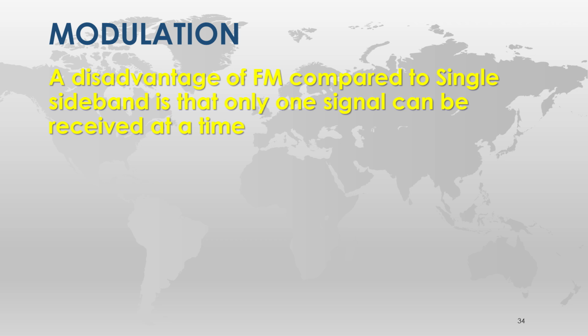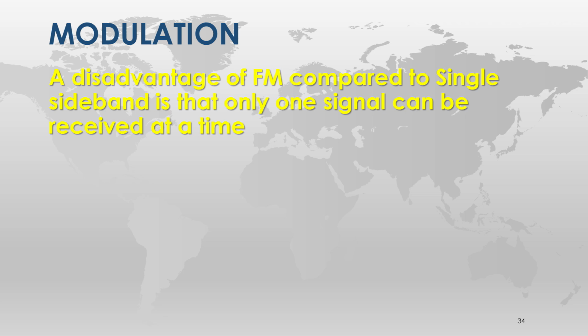There are operators that will operate on the opposite sideband from convention just to have a little more privacy. We're not allowed to encrypt; we'll get into that in regulations. We can't encrypt our signals, but we can do things like that to make it harder for somebody to hear us. If they know what's going on, they can still hear you crystal clear. It's one way to keep people from listening in on your signal.